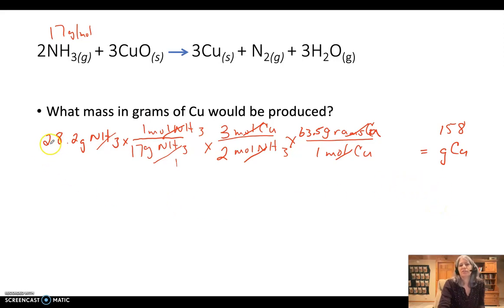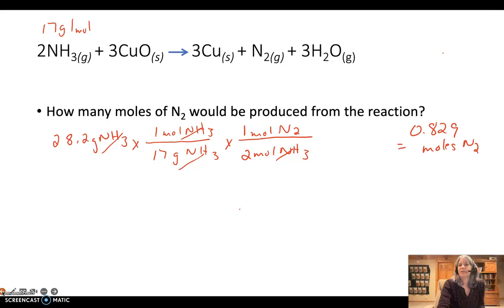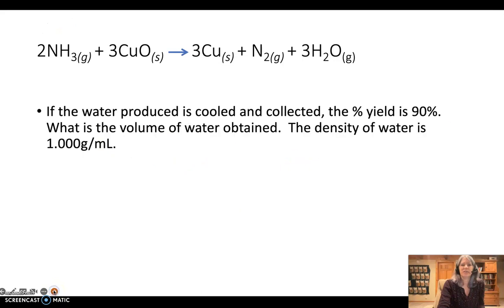So we know that when we start with 28.2 grams of ammonia, we get 158 grams of copper. We also get 0.829 moles of nitrogen. That might be the easiest one to start with, right? So we know we get 0.829 moles of nitrogen. So why don't we do that?